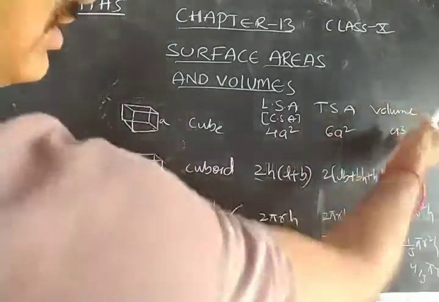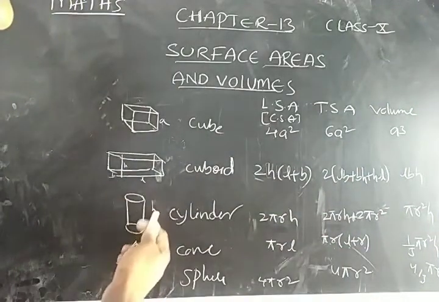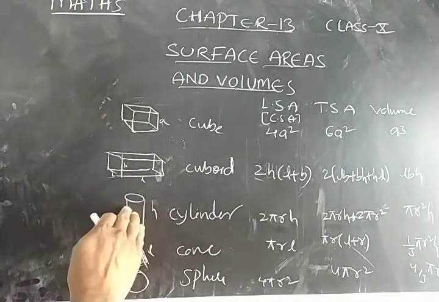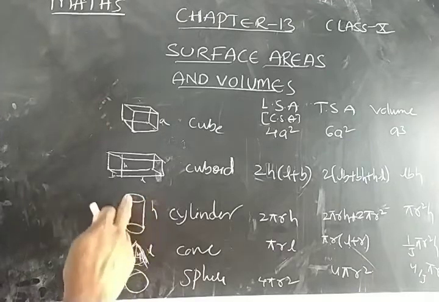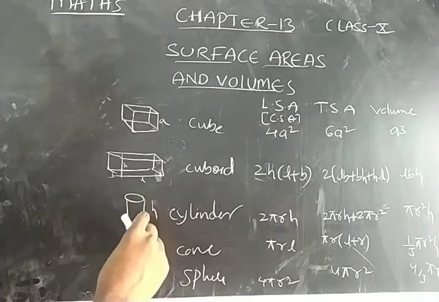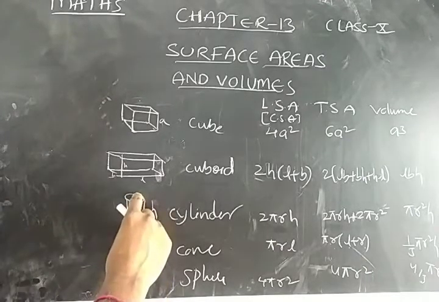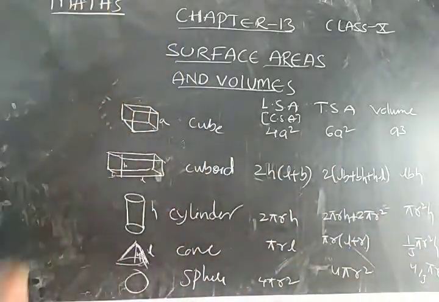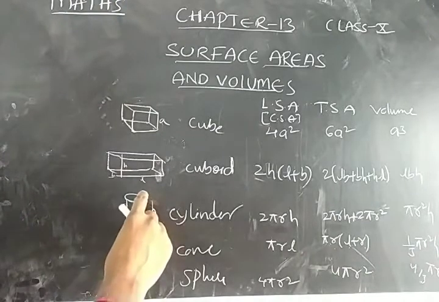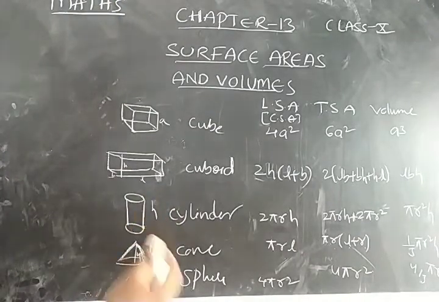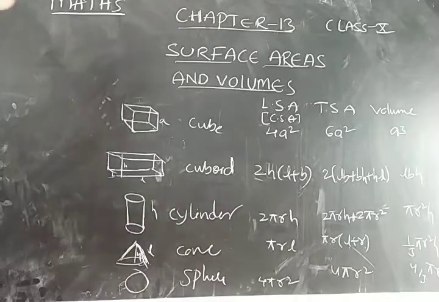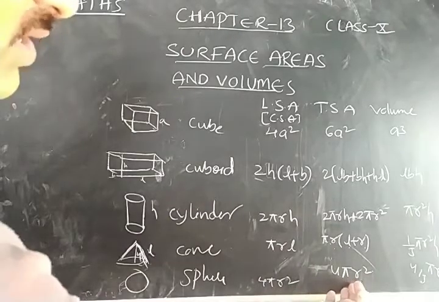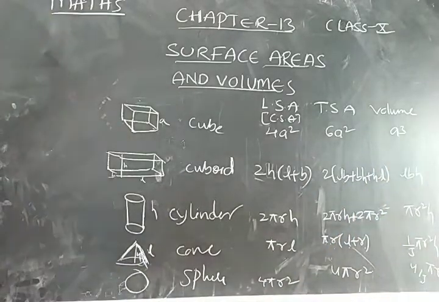For the cone volume, the cone volume will be one-third of the cylinder volume. If you make the cylinder into 3 cones, the volume of the cylinder will be 3 times the cone volume. So 1 by 3 pi r square h. Cone volume is one-third of the cylinder volume whose radius and height are equal. Okay, 1 by 3 pi r square h. Now the sphere is 4 pi r square. LSA and TSA are also 4 pi r square, and the volume is 4 by 3 pi r cube.